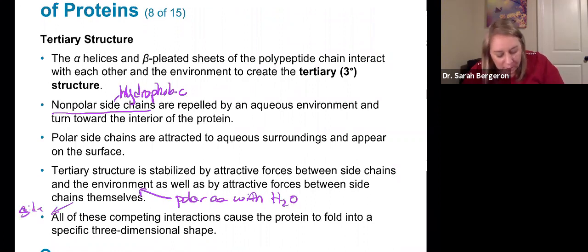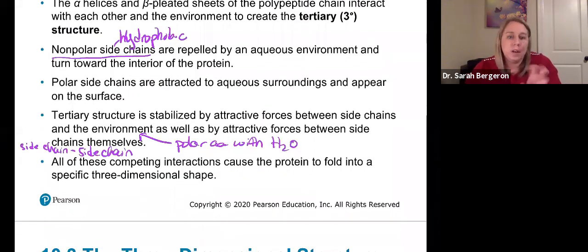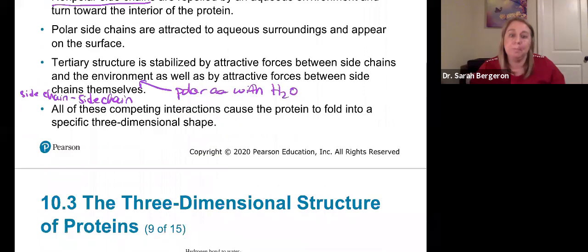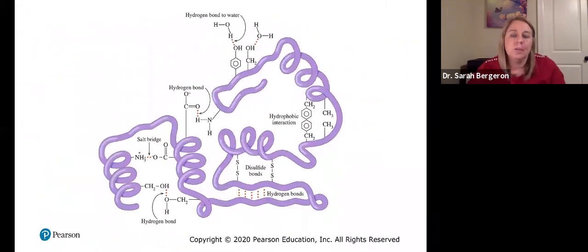Ooh, if I could write today. So this is side chain to side chain. All of those interactions help this protein to fold into a specific three-dimensional shape. It's not just, okay, here's an alpha helix, here's a beta sheet, but maybe it's alpha helix, beta sheet, alpha helix, beta sheet, right?